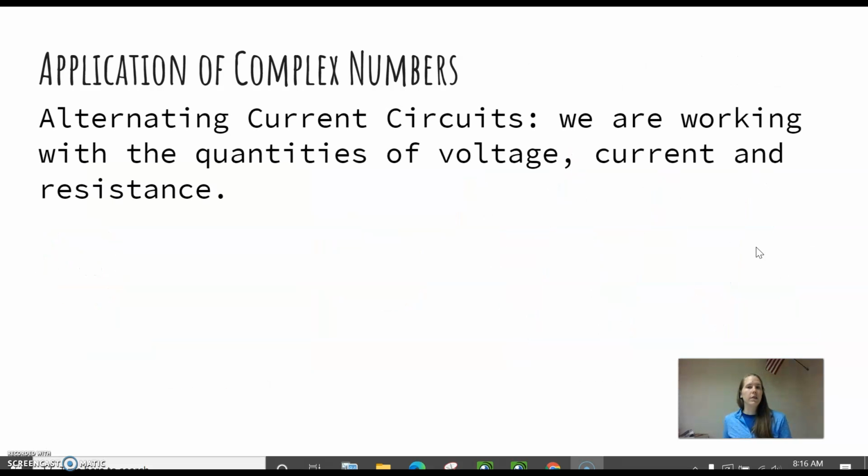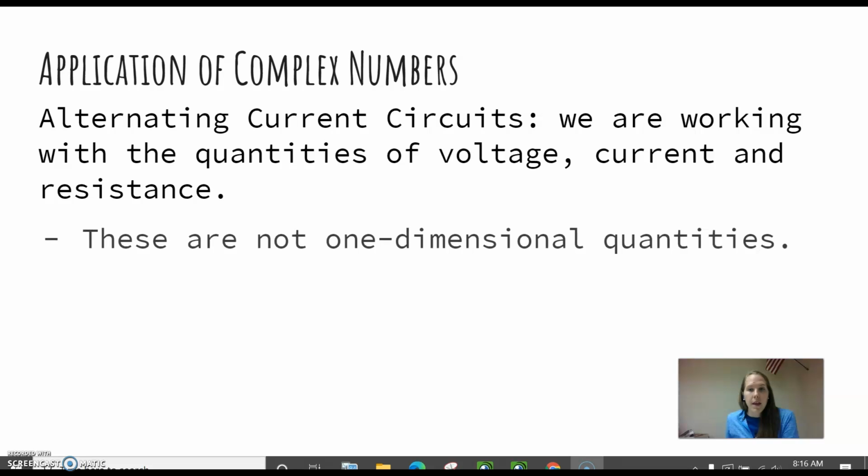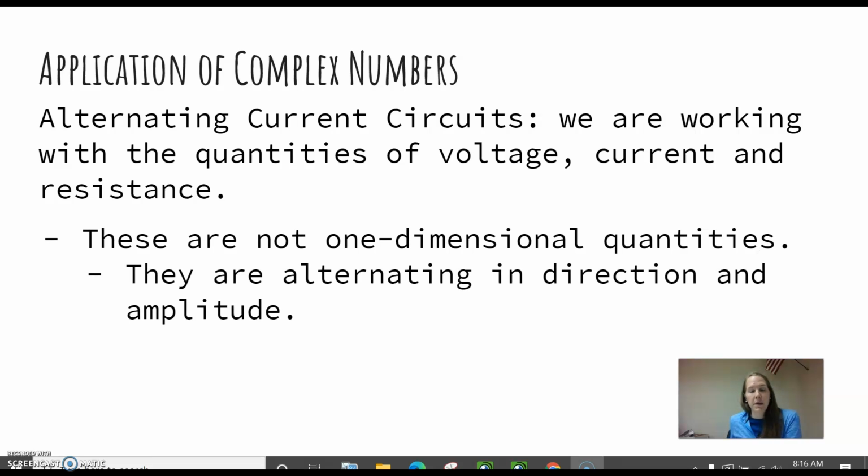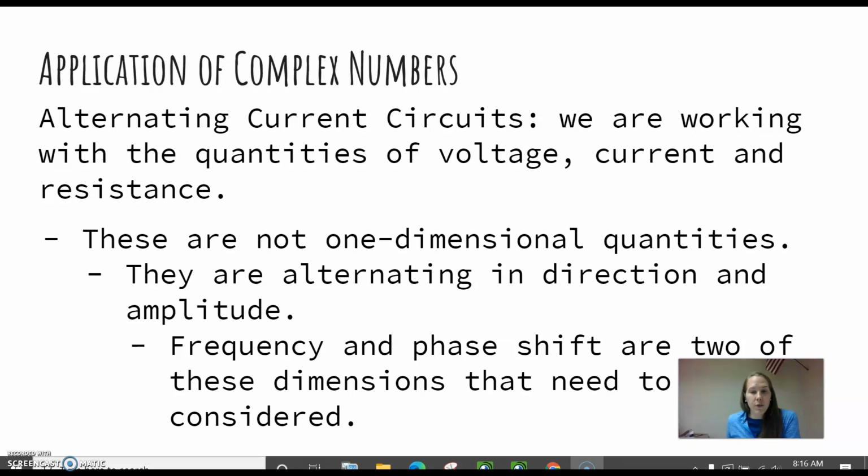In alternating current circuits, we are ultimately working with voltage, current, and resistance. But how they're different from direct current circuits is that they're not one-dimensional. They contain multiple dimensions because they alternate in direction and amplitude. By the time you throw in frequency and phase shift, there are also two more dimensions that need to be considered. So we have a lot of things going on in these alternating current circuits, and we need to consider all types of quantities when performing these calculations.